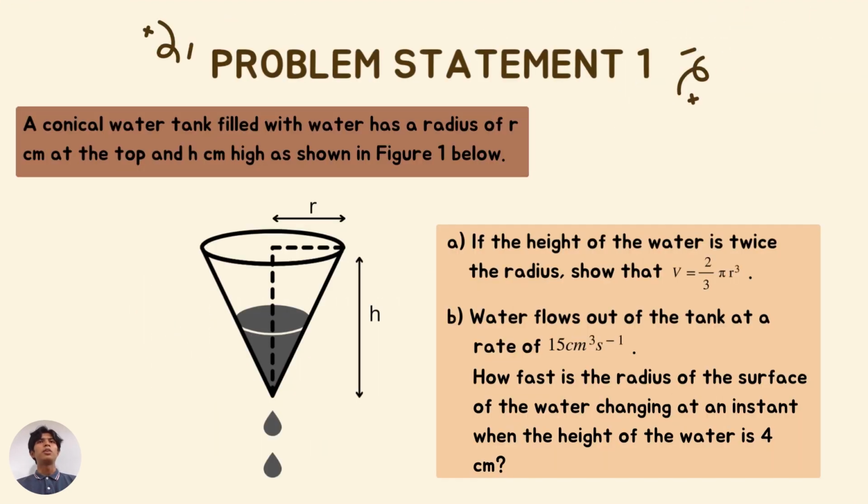For problem statement 1, a conical water tank filled with water has a radius of r cm at the top and h cm height, as shown in figure 1 below. For question A, if the height of the water is twice the radius, show that V equals 2 over 3 pi r cubed. For question B, the water flows out of the tank at a rate of 15 cm cubed per second. How fast is the radius of the surface of the water changing at an instant when the height of the water is 4 cm?